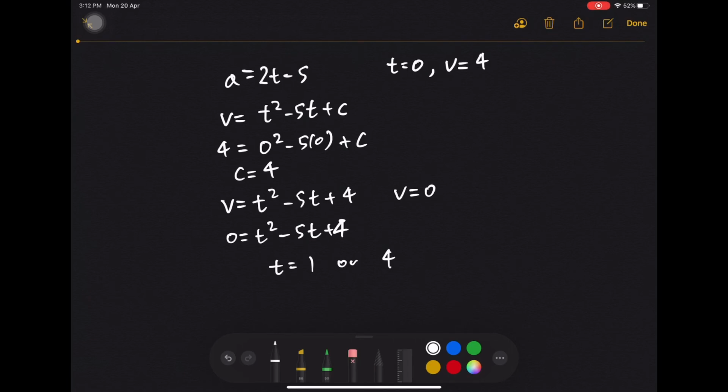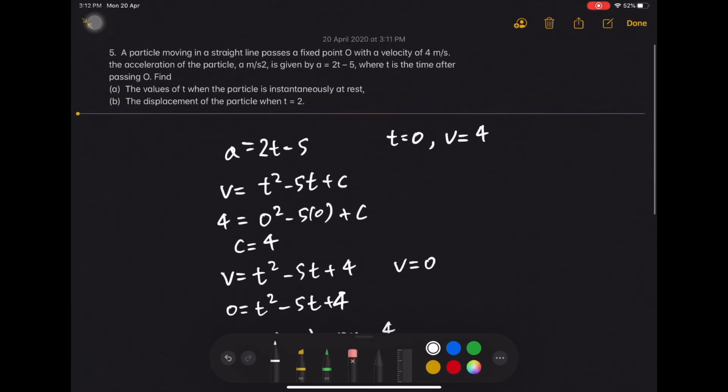So now for the last part of the question, we want to find the displacement of the particle when time is 2 seconds. It's not 1 second or 4 seconds. When t is 2 seconds, what is the displacement? But do we have our displacement formula? No, right? We only have our acceleration, and we found our velocity. So what we're going to do is integrate my velocity to get back to our displacement equation. So we got our velocity equation here, and we're going to integrate this.